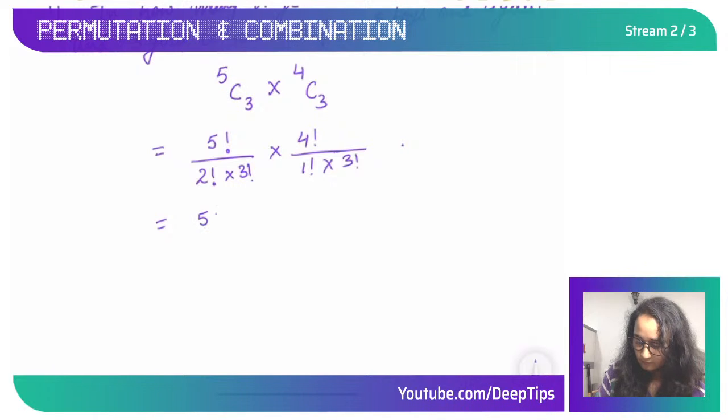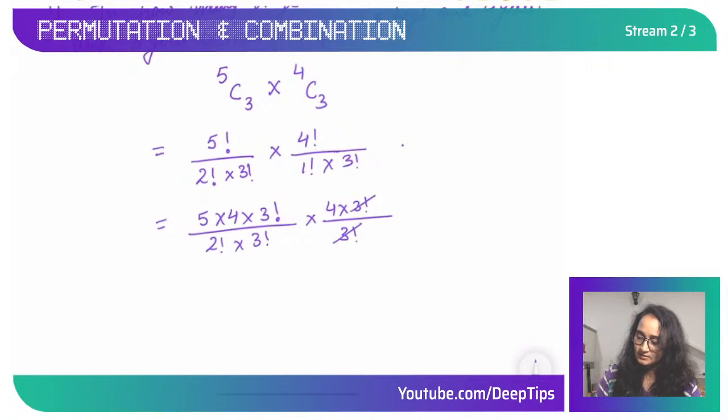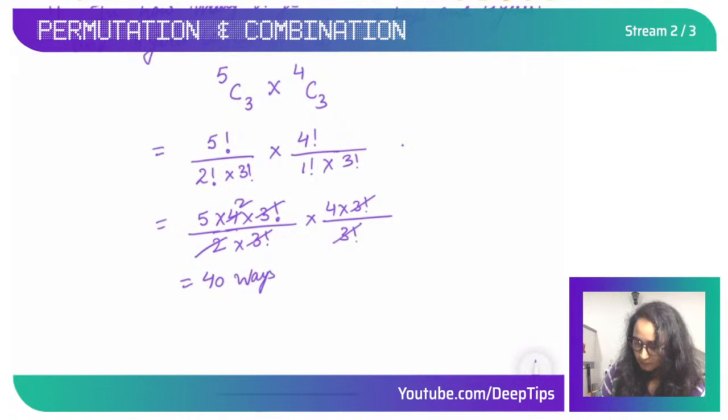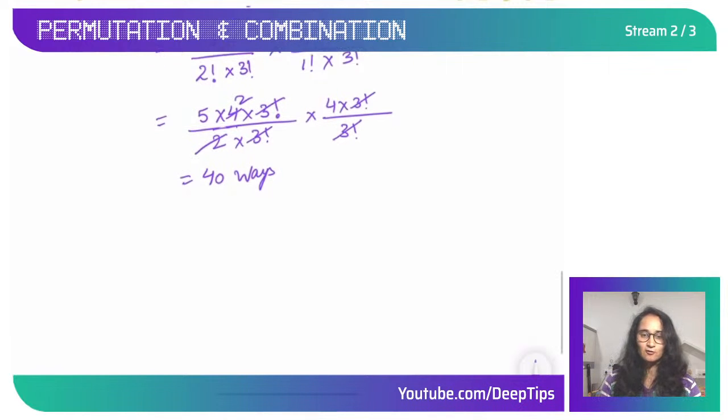Okay, so now if we calculate it further, 5 into 4 into 3 factorial upon 2 factorial into 3 factorial, and this is 4 into 3 factorial upon 3 factorial, right? So let's cancel these 3 factorials, and we know 2 factorial is 2 into 1, so I'll just erase this factorial from here and I will change it to 2. So 2 2s are 4. So now 5 into 2 gives you 10, and 10 into 4 is 40. So there are 40 ways to select a team of 3 boys and 3 girls. So this is how we solve this question.